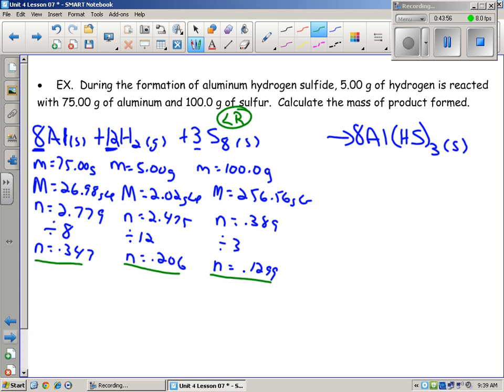So I'm going to put my limiting reactant up there, and I want you to do that as well so I can tell which one you're picking. Remember, once I run out of sulfur, I no longer can make aluminum hydrogen sulfide. It stops. I can maybe do aluminum and hydrogen, but there's no more aluminum hydrogen sulfide. So this limiting reactant tells me the amount of product I can make, right?